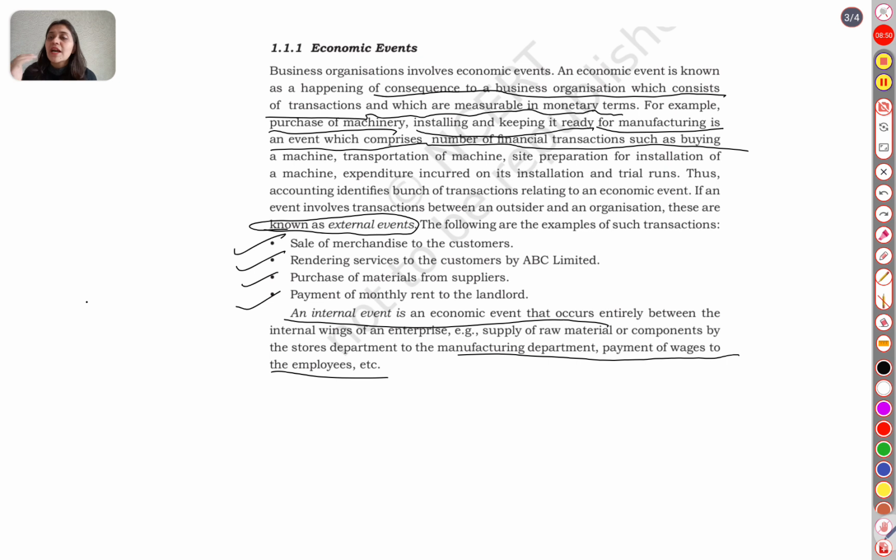Internal events, like I already know that these are my pre-planned. I have to pay for those. So payment of bills, payment of rent, then payment of salary to the employees. This all will be called as my internal events.